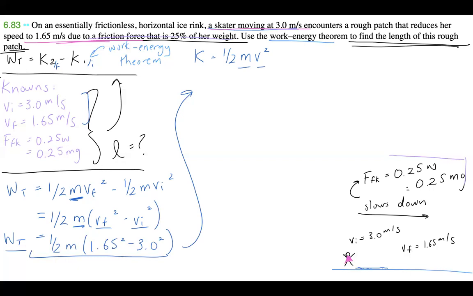Okay, so total work done is the dot product of the force of friction with the length of the rough patch, right? And where did I get this equation from? Well, this is a textbook equation. You have to memorize this. Work done. I don't know which chapter it's in. I feel like it's chapter 5 or probably 6.